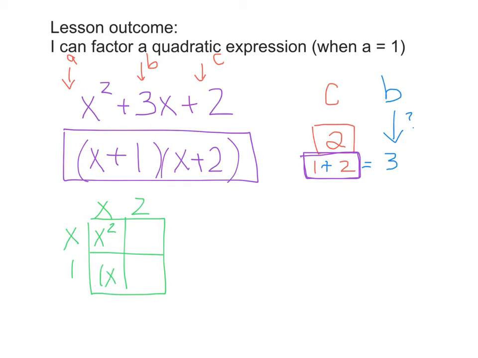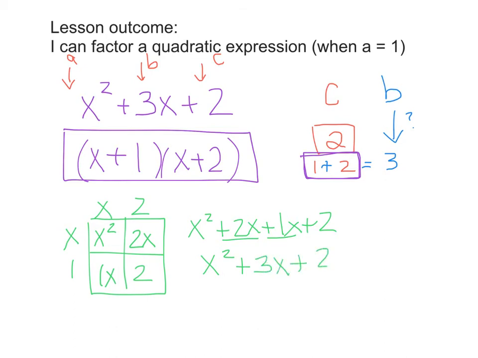And we know that x times 2 is 2x. And we know lastly that 1 times 2 is 2. If I were to write our factors, x squared plus 2x plus 1x plus 2, and then combine like terms, x squared plus 2x plus 1x is 3x plus 2. Notice we have now arrived at the problem we started with, or the expression that we started with. So we know that these two factors do indeed multiply to give me this, and that is called factoring.